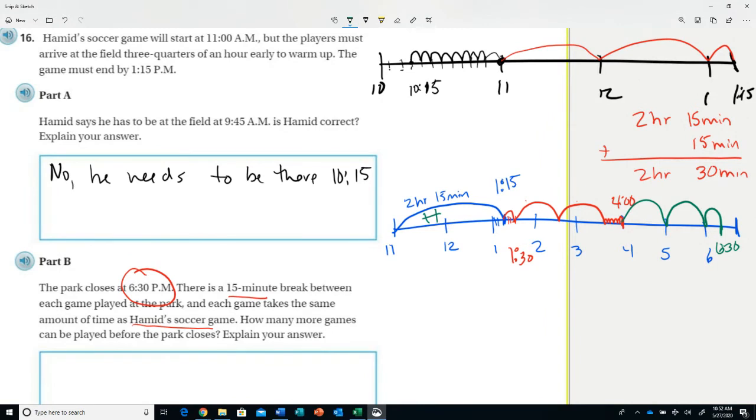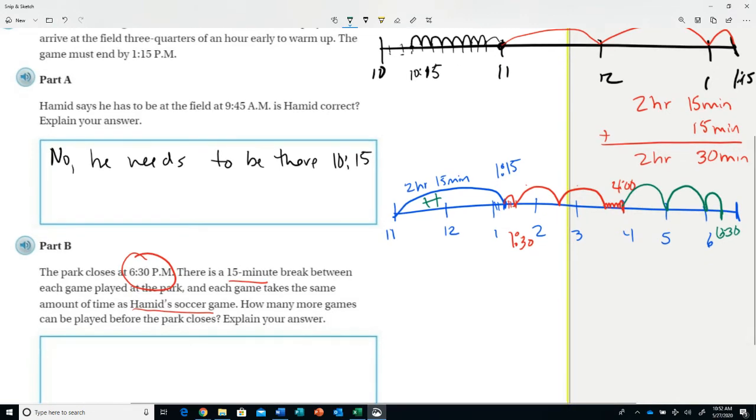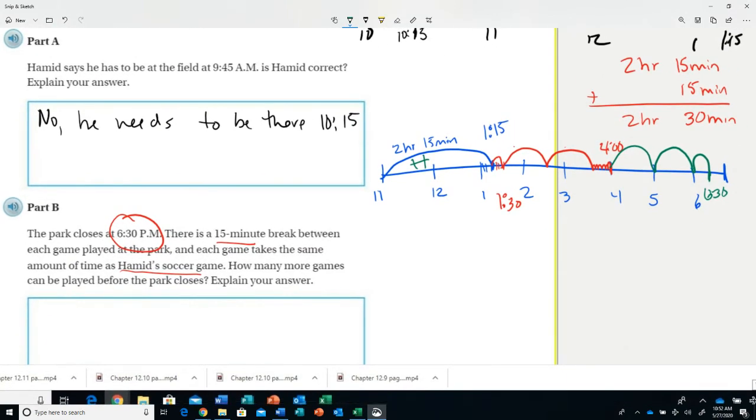So how many games can happen after Hamad's game? 2 more games. How many games in total can be played from 11 a.m. to 6:30 p.m.? 3. This is a very difficult question in that you must be super organized, and sometimes even my pictures are not, but you would just have to explain your answer.